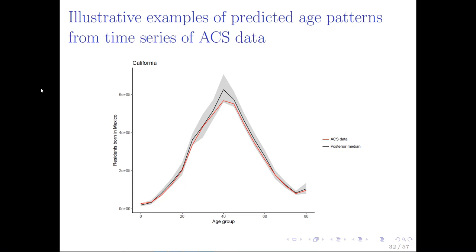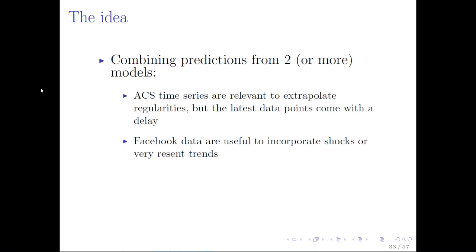The general idea here is that we have two different types of models, and perhaps we can have more models. We can combine predictions from these two different models, given that they're not completely orthogonal, but they may pick up different things. The time series model may give us a sense of extrapolation of ongoing, long-term trends. Facebook data might be useful to incorporate recent shocks. If something unexpected happens, we may be able to pick that up from Facebook, not so much from the American Community Survey because the latest data point might be 2 years old.